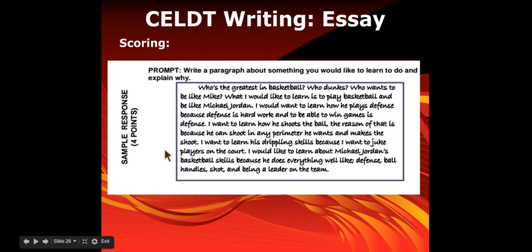Who is the greatest in basketball? Who dunks? Who wants to be like Mike? What I would like to learn is to play basketball and be like Michael Jordan. I would want to learn how he plays defense because defense is hard work, and to be able to win games is defense. I want to learn how he shoots the ball. And the reason of that is because he can shoot in any perimeter he wants and makes the shoot. I want to learn his dribbling skills because I want to juke players on the court. I would like to learn about Michael Jordan's basketball skills because he does everything well, like defense, ball handles, shot, and being a leader on the team.